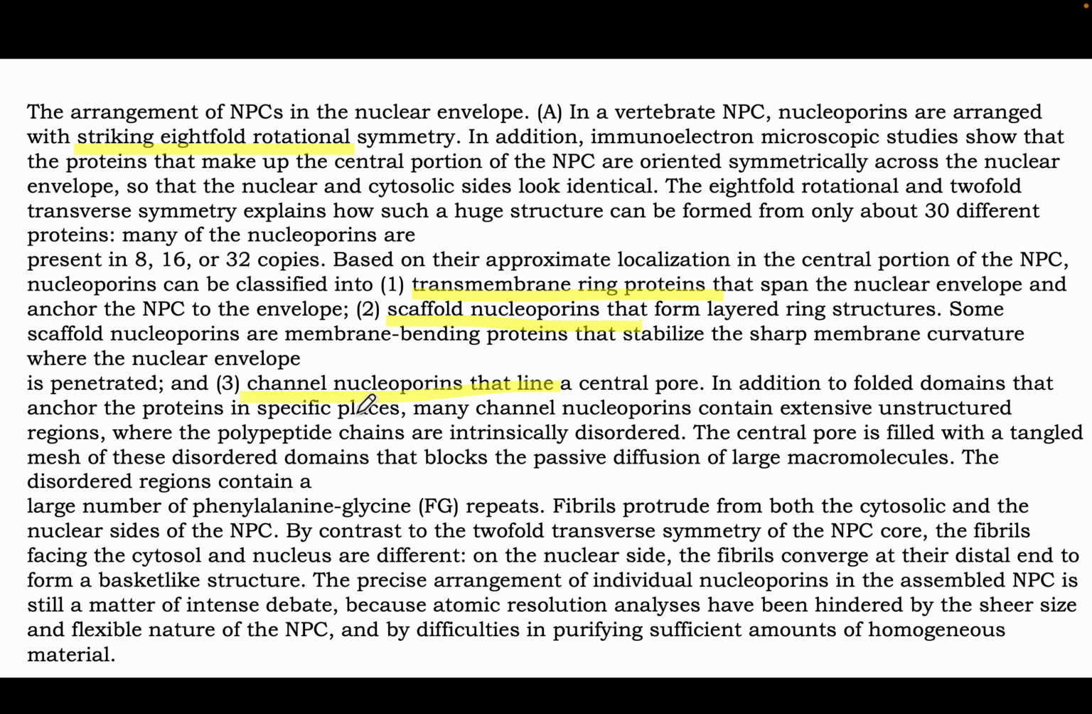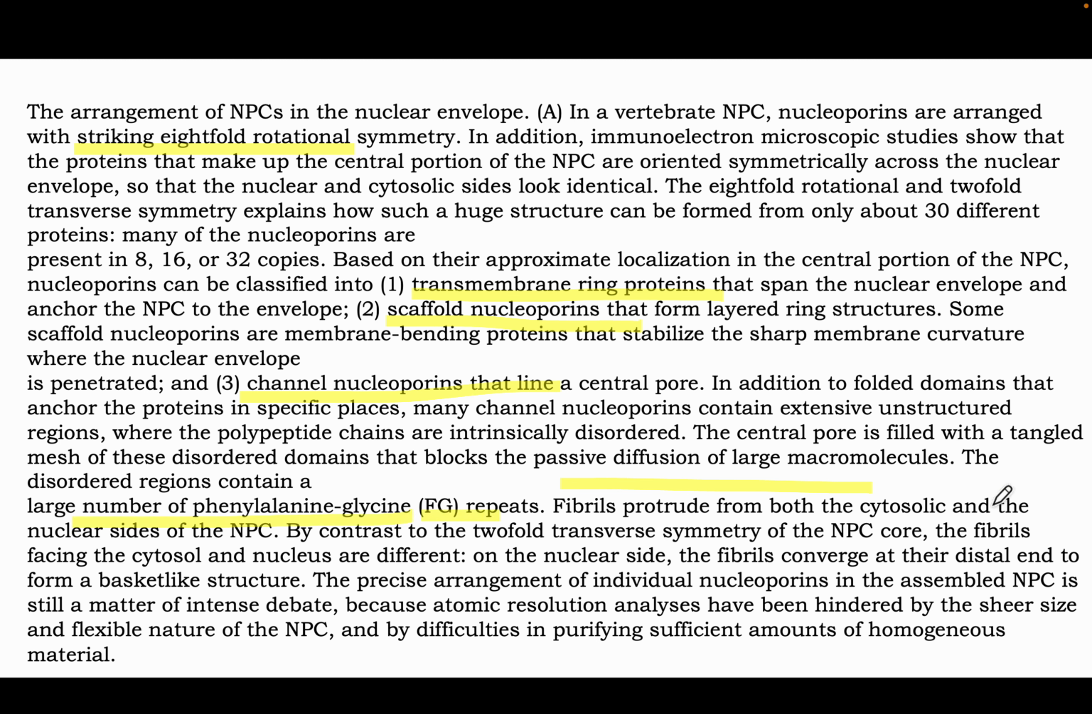In addition to folded domains that anchor the proteins in specific places, many channel nucleoporins contain extensive unstructured regions where the polypeptide chains are intrinsically disordered. The central pore is filled with a tangled mesh of these disordered domains that blocks the passive diffusion of large macromolecules. The disordered regions contain a large number of phenylalanine-glycine repeats.